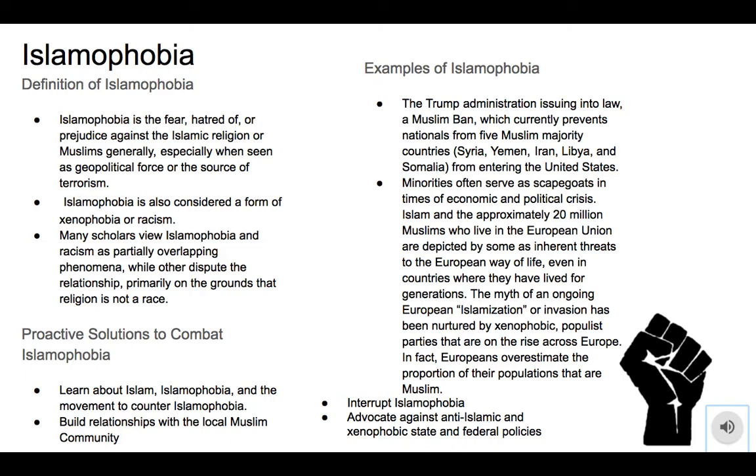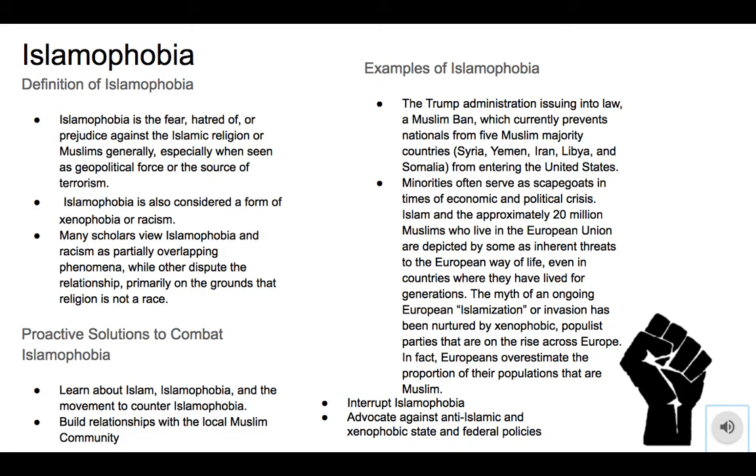And another example I can think of is the persecution of Muslims that's happening right now in China. So that's also another example of Islamophobia. And ways to combat this, obviously, learning about what Islam is, the religion, is extremely important.